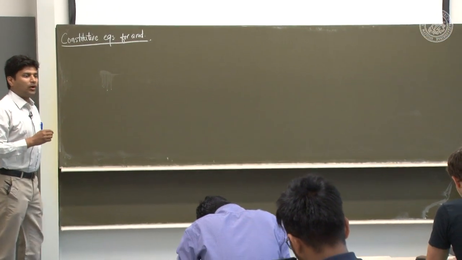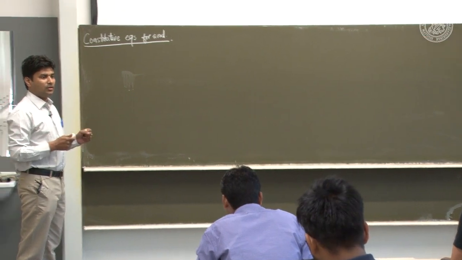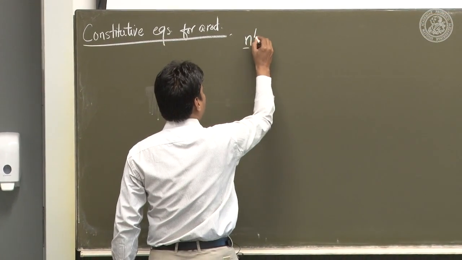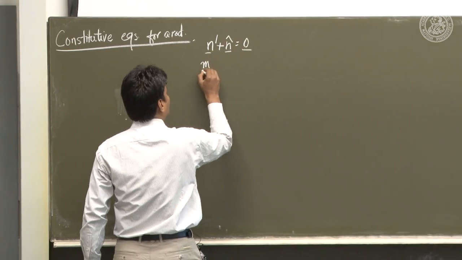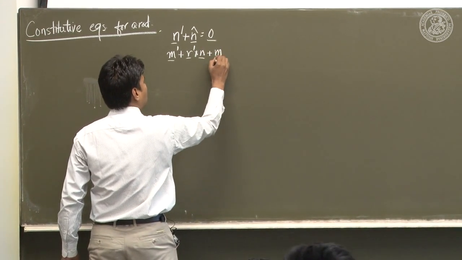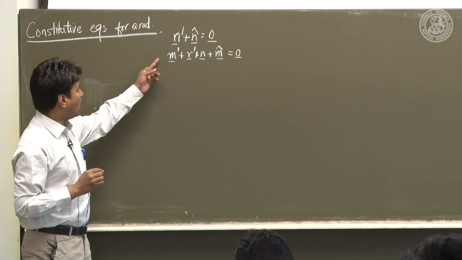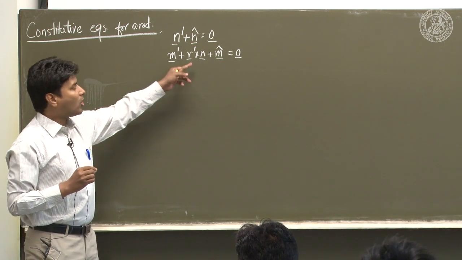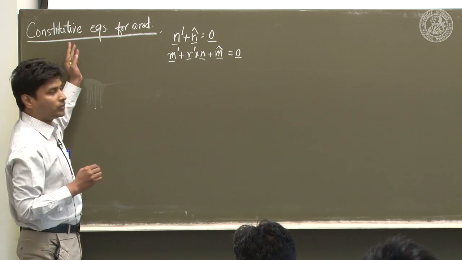The idea was we wanted to relate the forces and moments with the kinematic variables, because the equations that we had derived, n prime plus n hat equals 0 and m prime plus r prime cross n plus m hat equals 0, have n and m, and we don't know how they are related to small r and capital R, the kinematic variables. So that's why we are talking about constitutive equations.